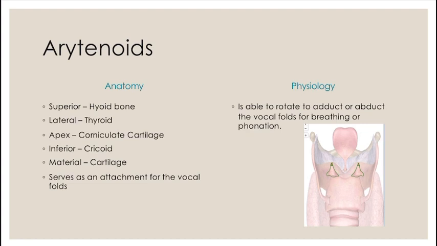And then just below it is the cricoid, and as we remember, those arytenoids sit on the cricoid and create a saddle joint so that the vocal folds can be modified. And then these are able to rotate to adduct or abduct the vocal folds for breathing and for phonation.